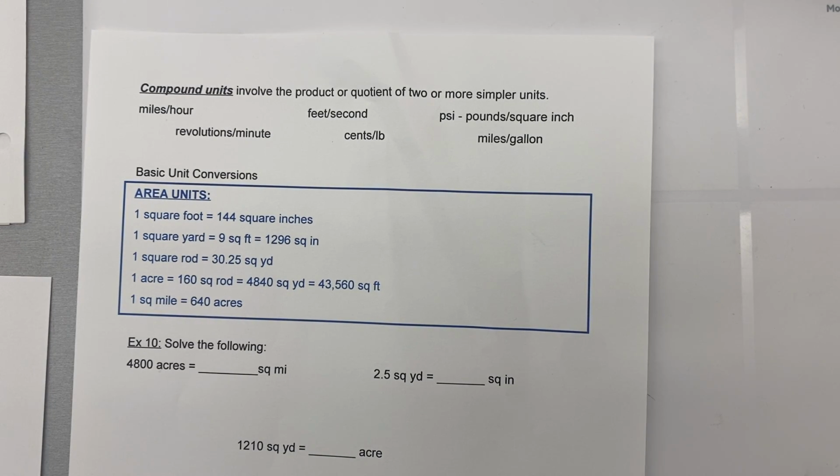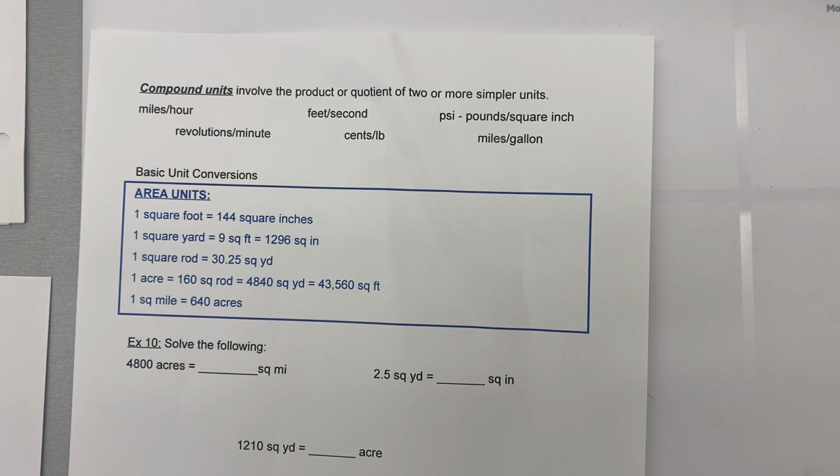So we're looking at day 2 here with 5.2. Yesterday was all of our unit conversions with linear measure, like feet to inches, inches to yards, all that good stuff. And now today we take a look at these things called compound units.